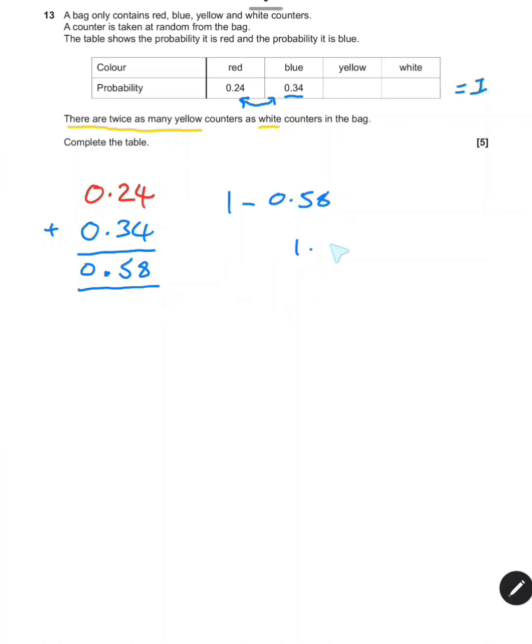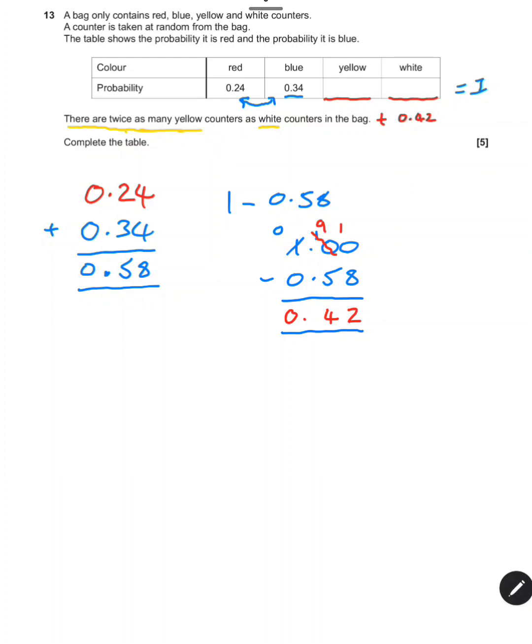So I'll set that out as a column subtraction. 1 is 1.00 just to make sure I've got matching digits. We can't do 0 take 8 or 0 take 5, so I'm going to borrow from the 1 and place that there. Then I'm going to borrow from the 10, make that a 9 and place a 1 there. 10 take 8 is 2, 9 take 5 is 4, and 0 take 0 is 0, so 0.42.